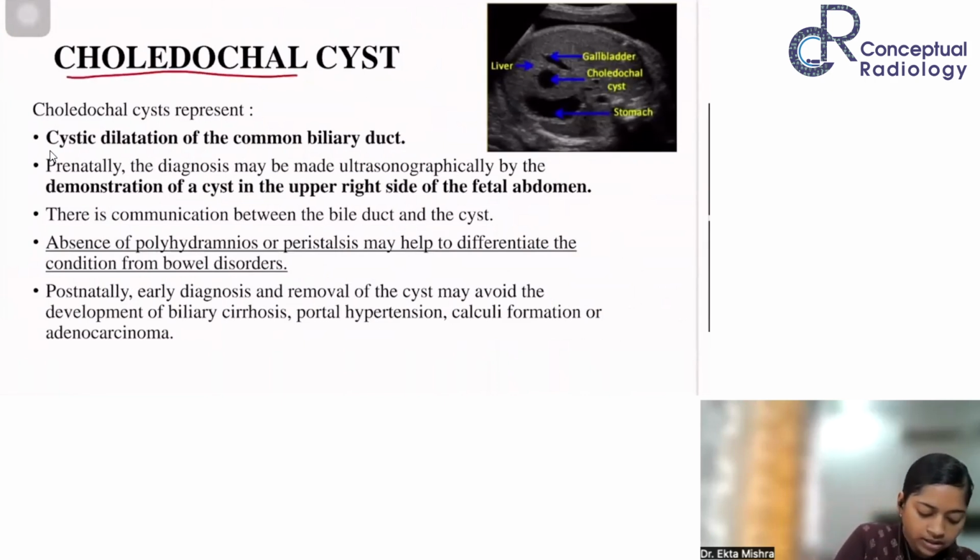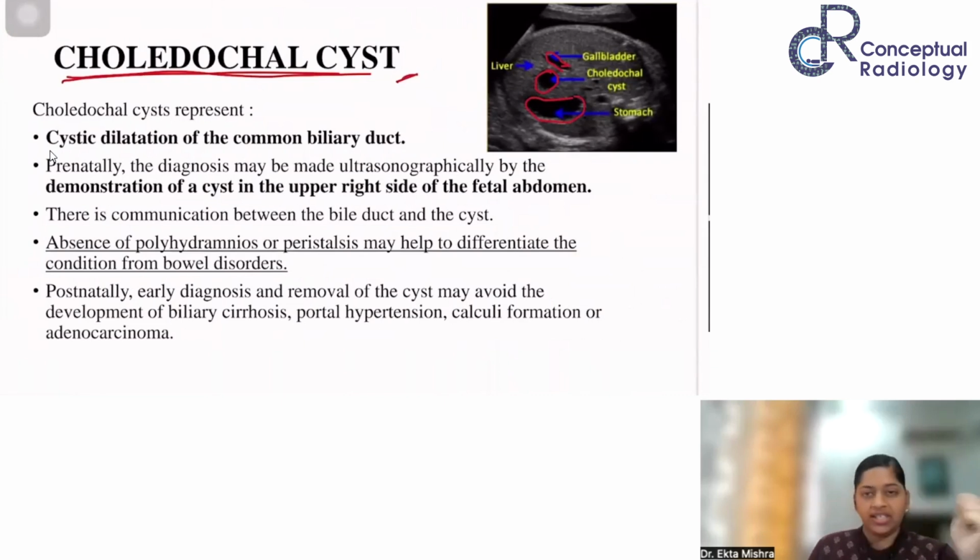So the first topic is the choledochal cyst. Here you see a cystic lesion in between the gallbladder and stomach. So how do you know that this is a choledochal cyst? This cyst is basically a cystic dilatation of the CBD. Choledochal cyst, you know all the types.